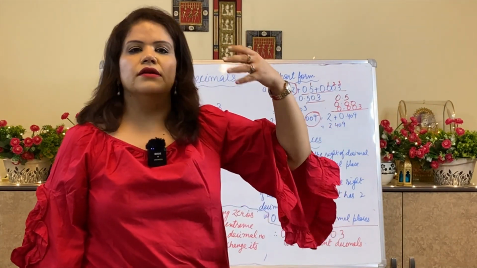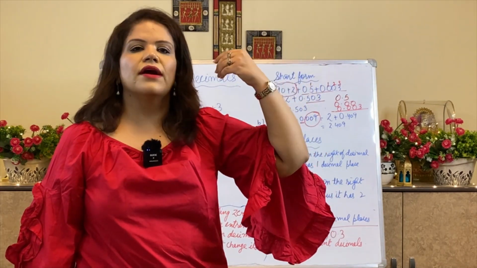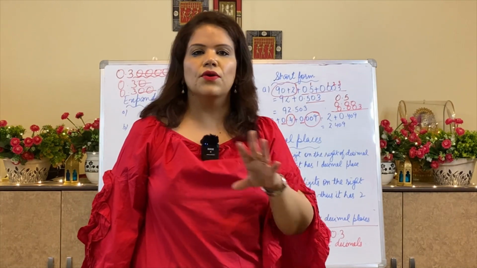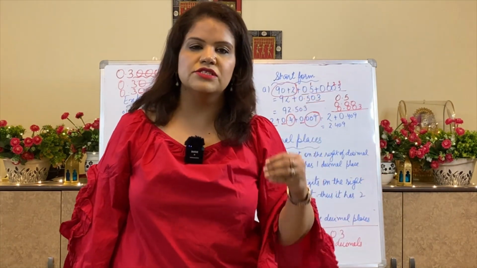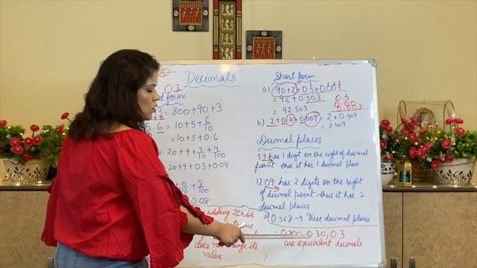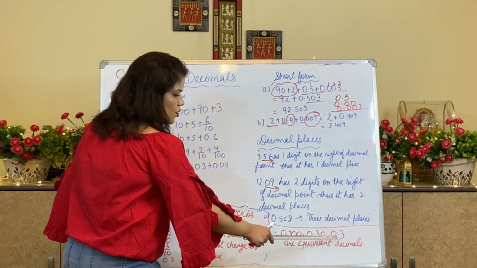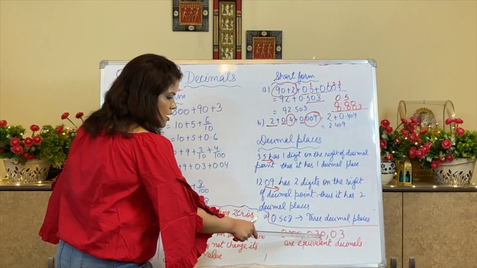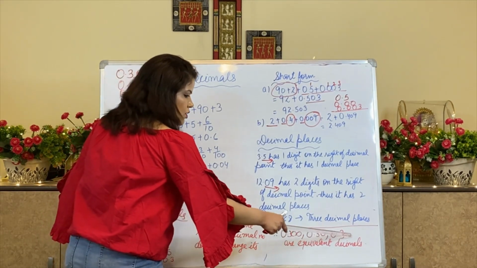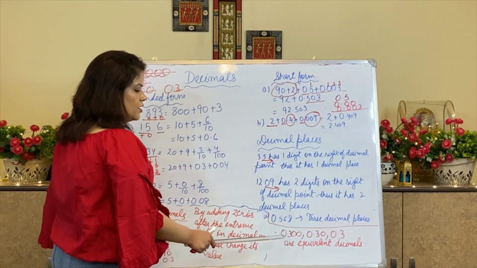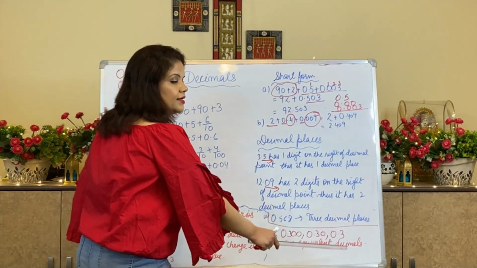If I write infinite number of zeros, if I write 1000 zeros, if I write lakh zeros, it is not going to change its value. It will remain 0.3. So that's why 0.300, 0.30 or 0.3. Here after the 3 we have put 2 zeros. Here after 3 we have put 1 zero. Here no zeros there. But the value will remain 0.3. So these are equivalent decimals.